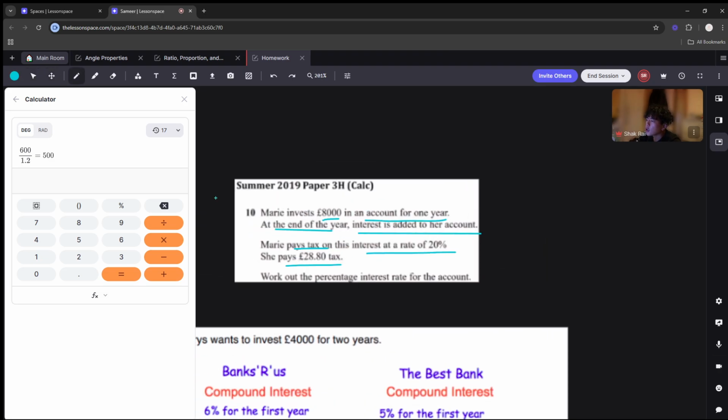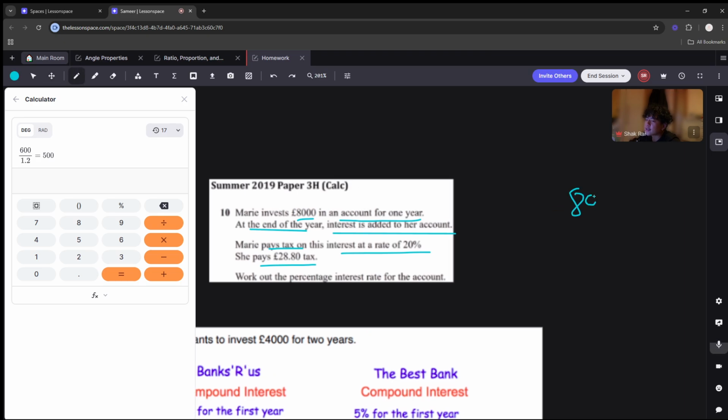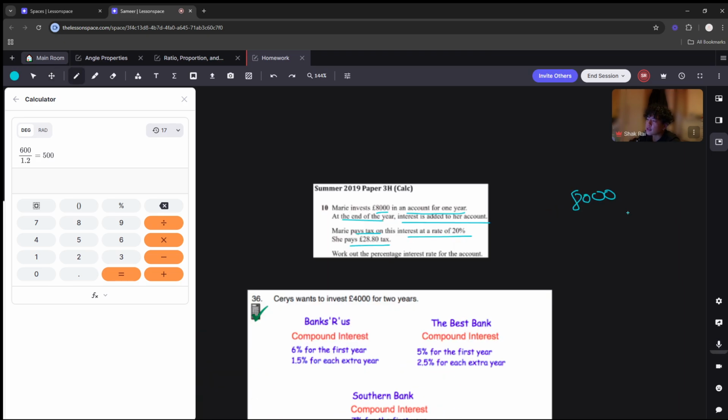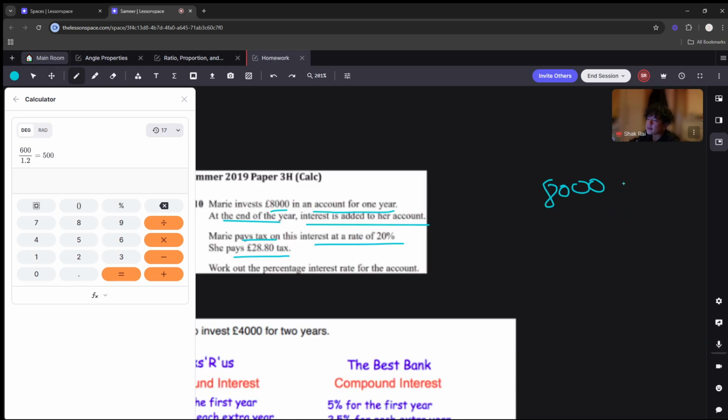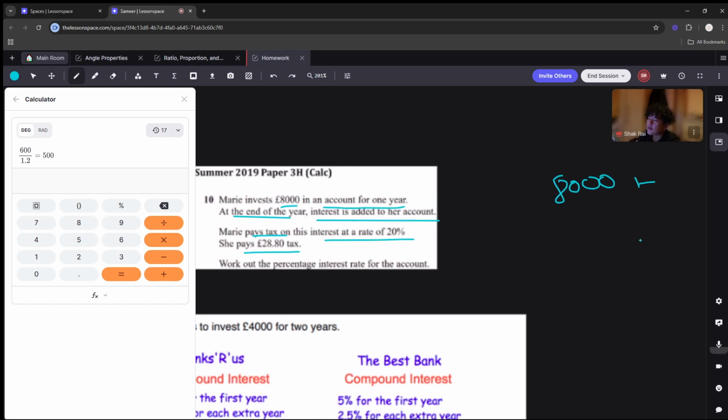Okay. So basically, this question is relatively confusing, mainly because you kind of have to work backwards multiple times. So let's just write down everything we do know. So we know that she invests £8,000. So there's an interest added to the account at the end of every year. She pays tax on this interest at a rate of 20%.